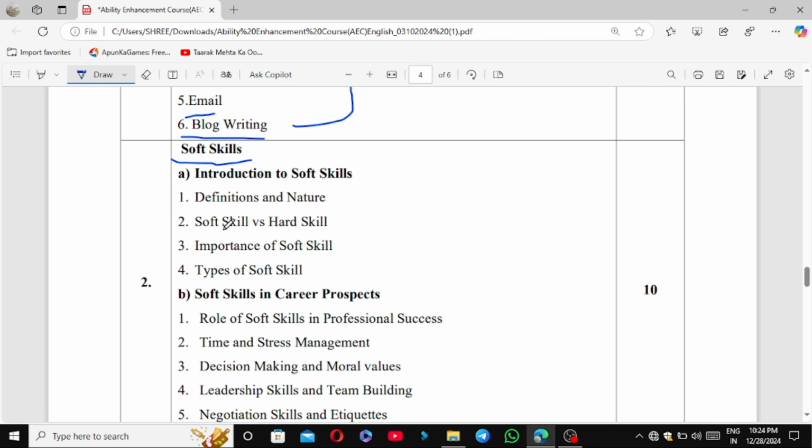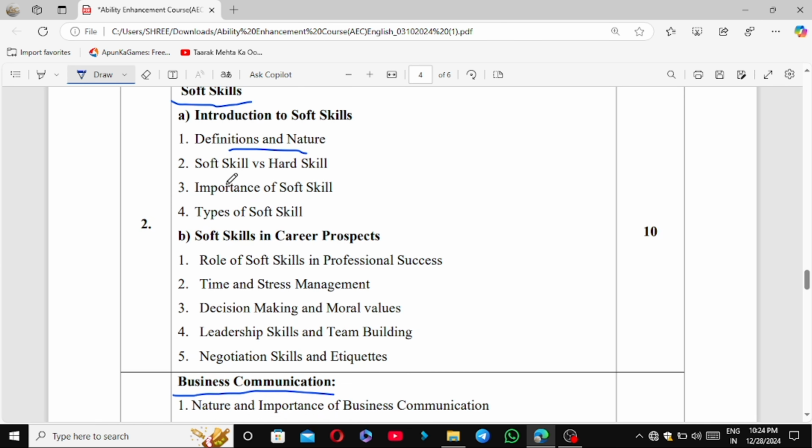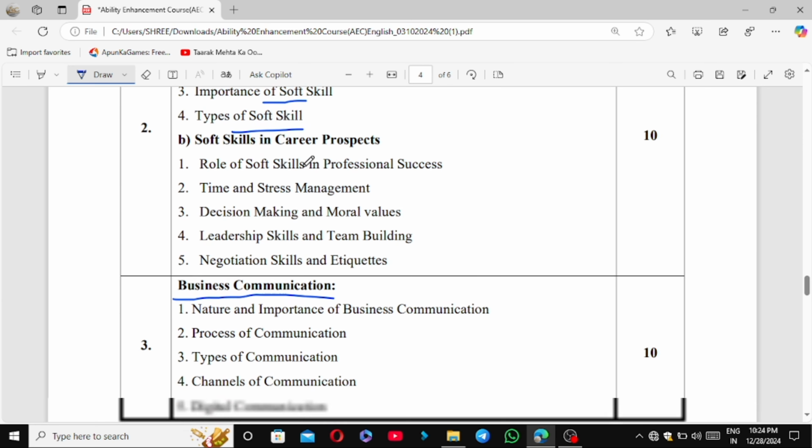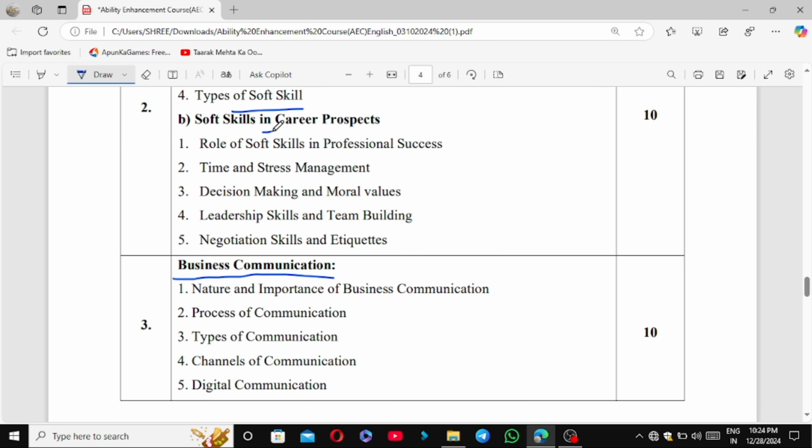So in soft skills you have to learn definitions and nature, soft skills versus hard skills, importance of soft skills, types of soft skills, and soft skills in career prospects. In your career, what are the uses of soft skills? These soft skills in career prospects we will learn in our lectures.